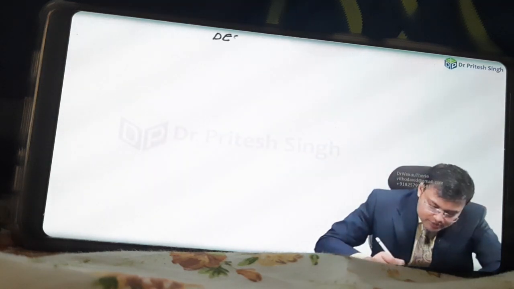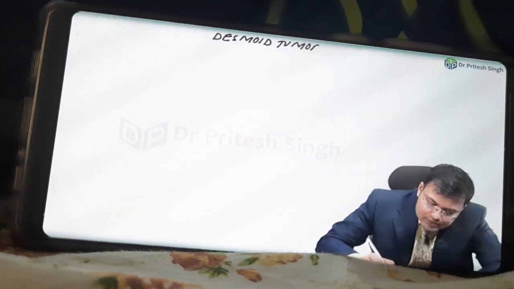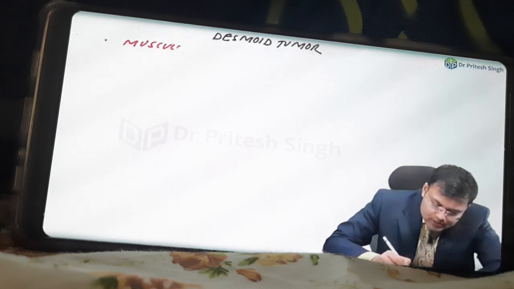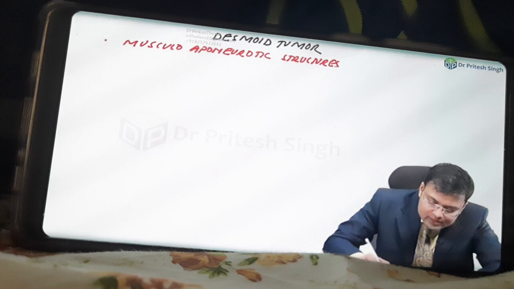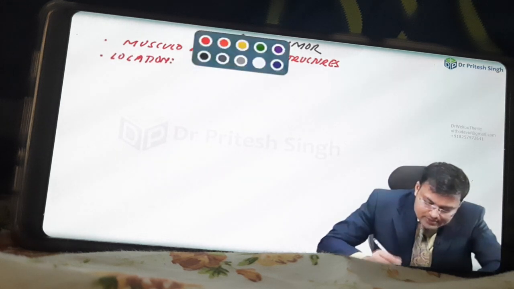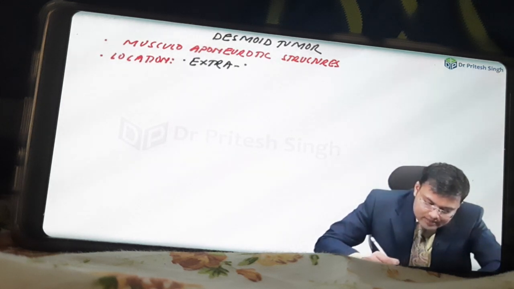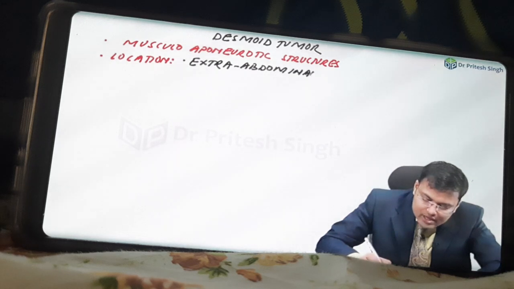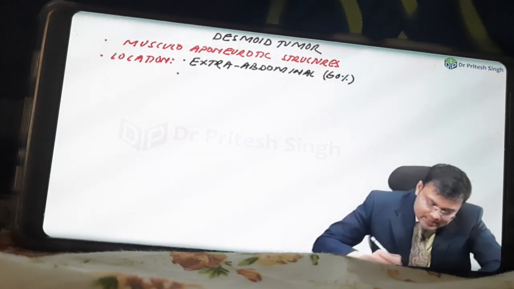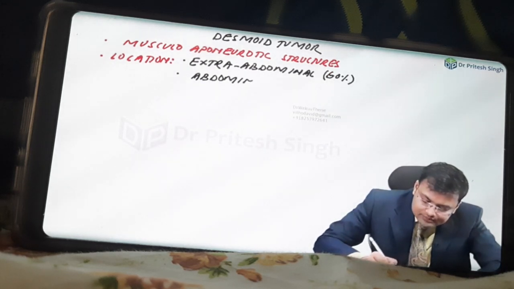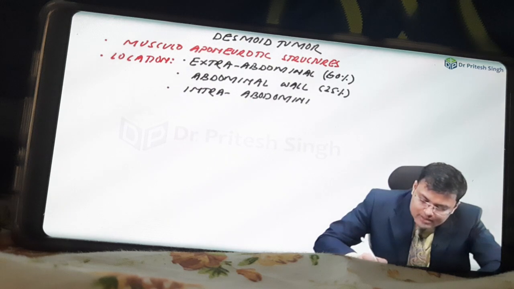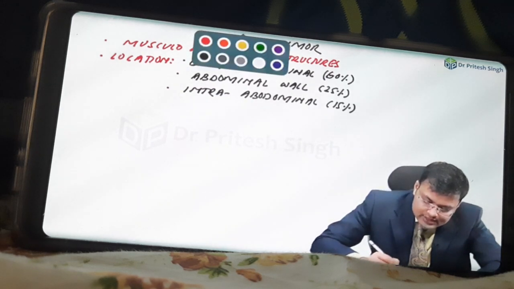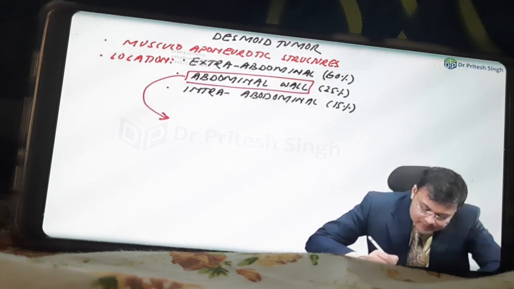Next question is desmoid tumor. This tumor arises from musculo-aponeurotic structures. What is the location? It can be extra-abdominal, in 60% cases. This can be arising from the abdominal wall in 25% cases, and intra-abdominal in 15%. We are going to discuss the desmoid tumor arising from the abdominal wall.